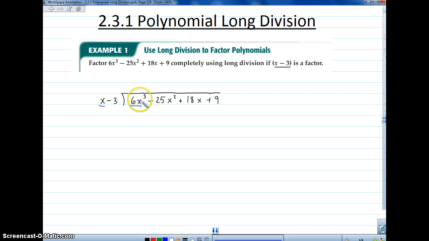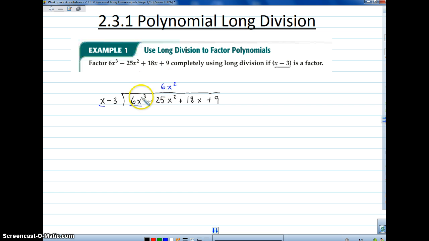Now, if you do it correctly, you should keep all of your cube terms in columns, you should keep all of your squared terms in columns, all of your x terms, and all of your constants in a column. So when I do 6x cubed divided by x and I get the answer 6x squared, I know to keep the 6x squared above in this x squared column. Okay? And you'll see in a second why that's important because we're about to subtract.